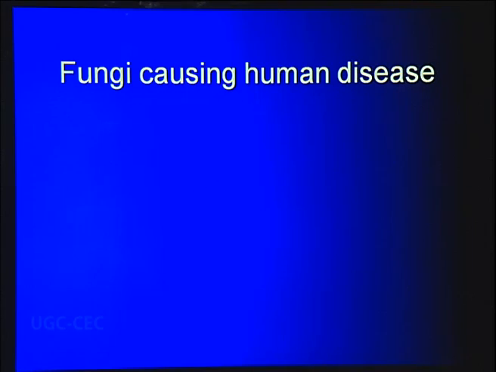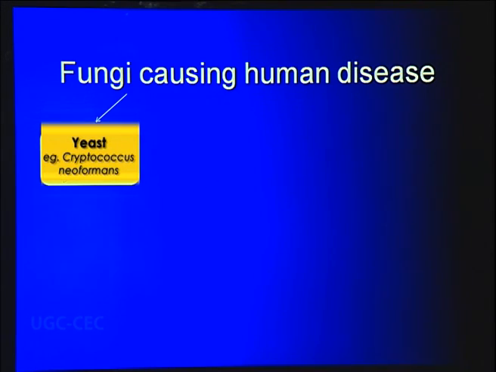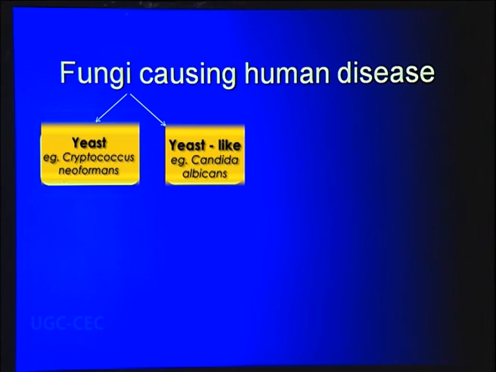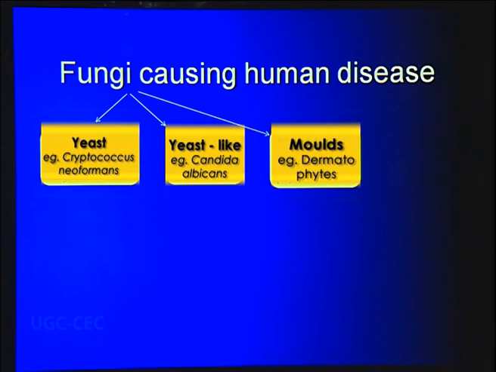Now let us have a look at the pathogenic fungi causing human diseases. So first of all, yeasts. They are unicellular fungi replicating simply by budding. Cryptococcus neoformans is a pathogenic yeast. Yeast-like fungi grow both as yeasts and they may also possess elongated cells resembling hyphae. Candida albicans is a yeast-like pathogenic fungus.